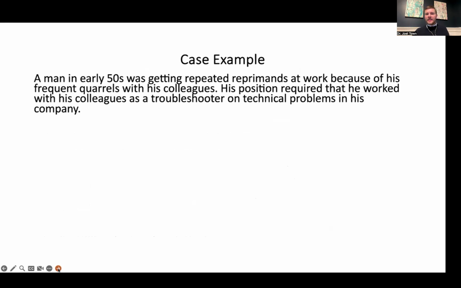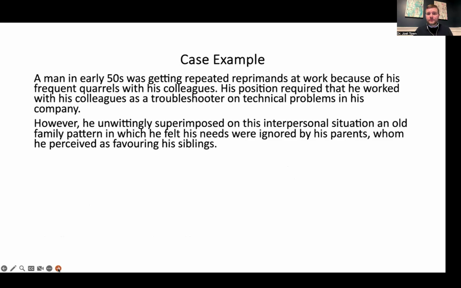So here's a quick case example to help you conceptualize this. I'll read this through and you can do the same. A man in his early 50s was having a lot of difficulties at work because he was frequently ending up in disagreements with his colleagues. And his position in itself required that he worked with his colleagues as a troubleshooter, so it's crucial he could relate interpersonally to colleagues and get on with them.